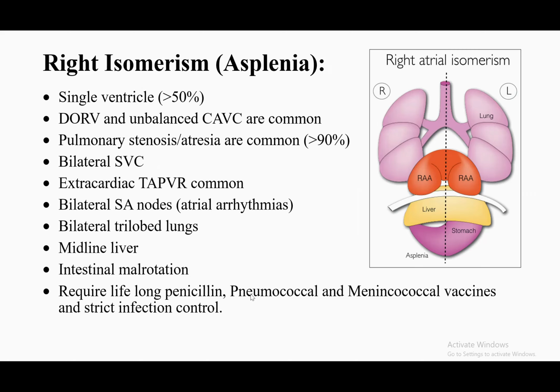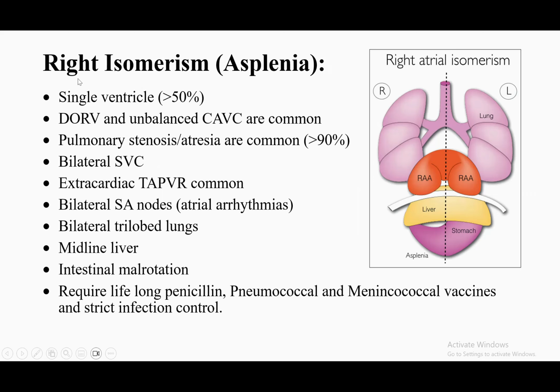Isomerism is a condition in which the patient has two right sides or two left sides. So the right side of his body is mirror imaged on the left side. So the patient would have a right side with the right side structures of the body with a mirror image on the right side, and the left isomerism is two left sides.